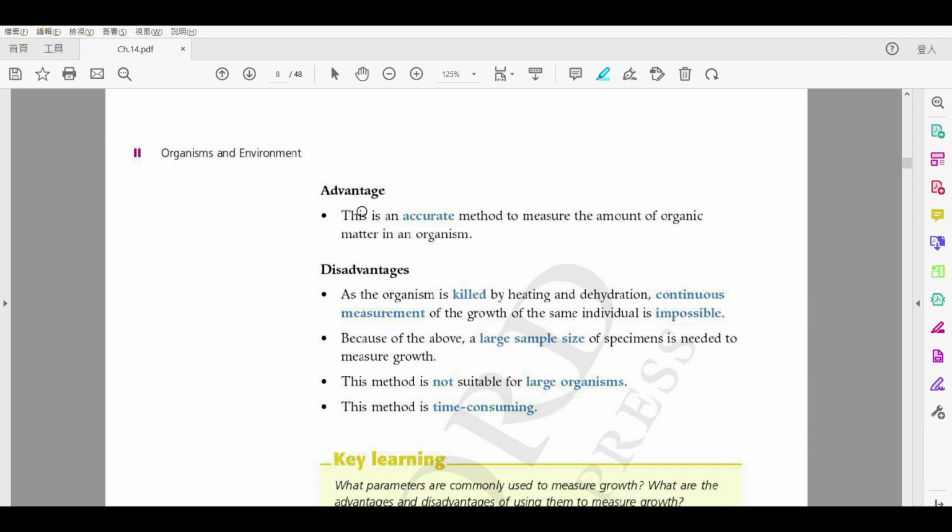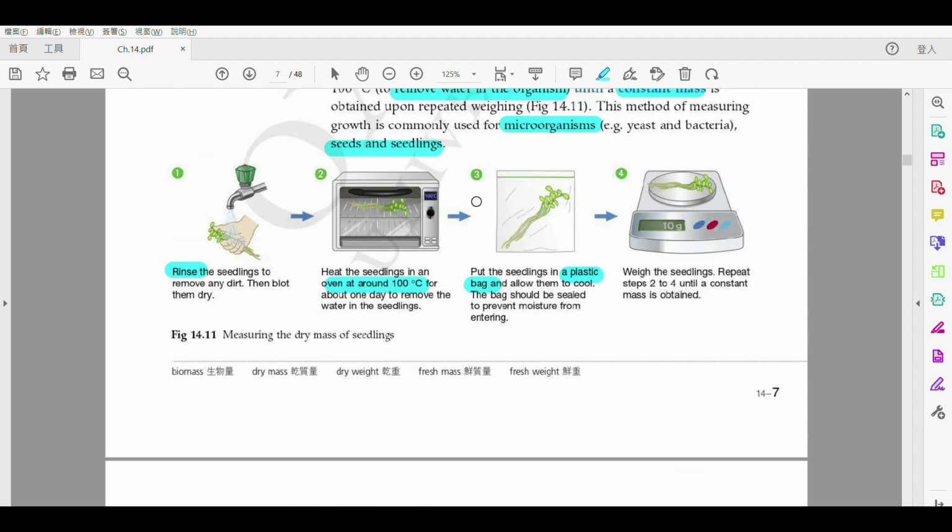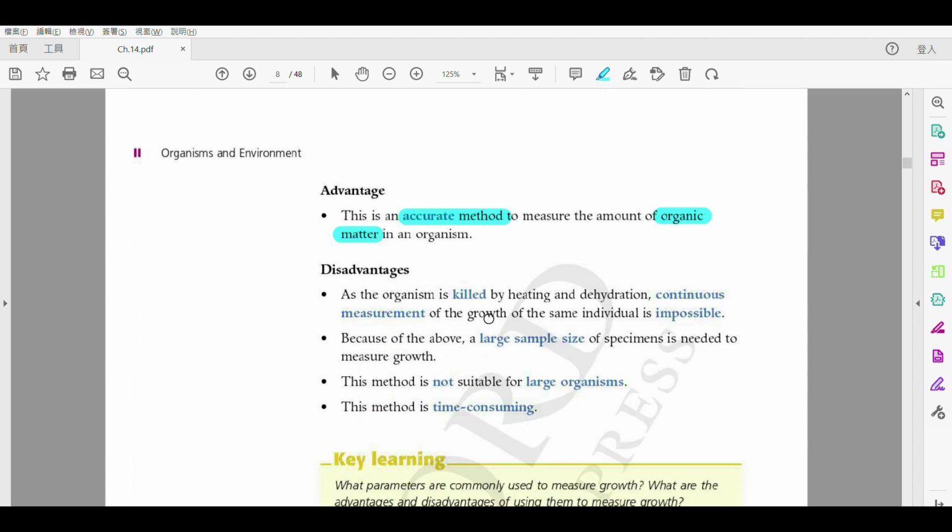First of all, as you can see, the process to prepare the dry mass is very complicated. Okay, so therefore, it is a very accurate method to measure the organic matter. Okay, and then we move on to talk about the disadvantage. Because after you heat it 1 time, 2 times, as long as there is no more water in the organism, it is dead. Okay, so it is killed by heating or dehydration. That means you take out all of the water. Therefore, since you have killed the organism, you cannot measure it several times. You can only measure it for 1 time. So therefore, you cannot carry out this continuous measurement.